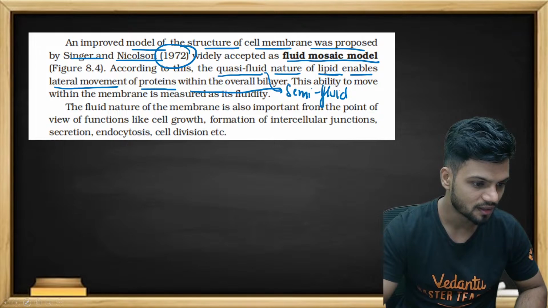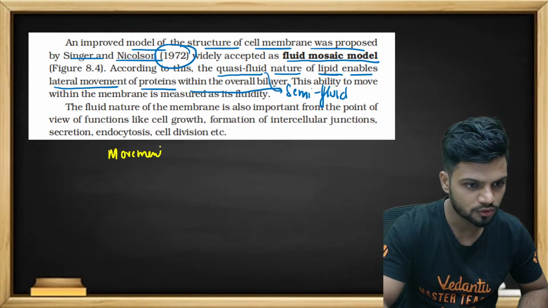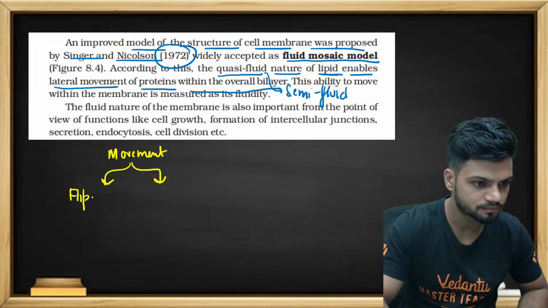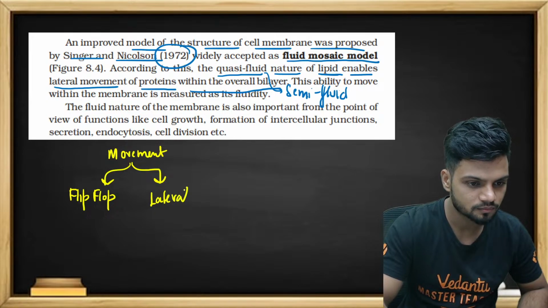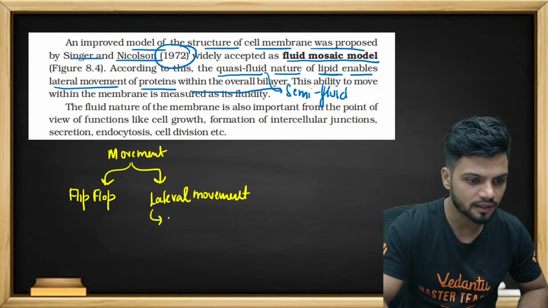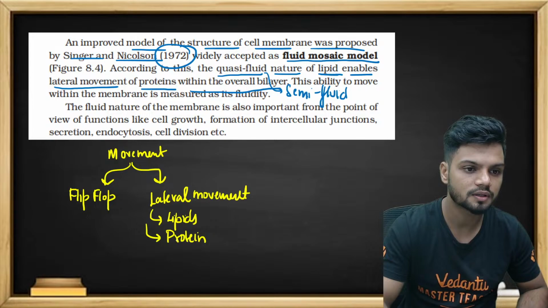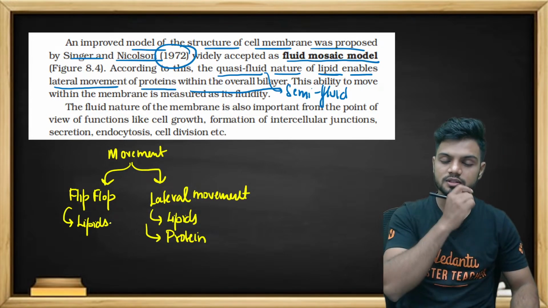So students, understand there are two types of movements. One is called flip-flop movement. The other one is called lateral movement. This lateral movement is shown by lipids and proteins. Then there is flip-flop, which is only shown by lipids. Now what is the difference between flip-flop and lateral?